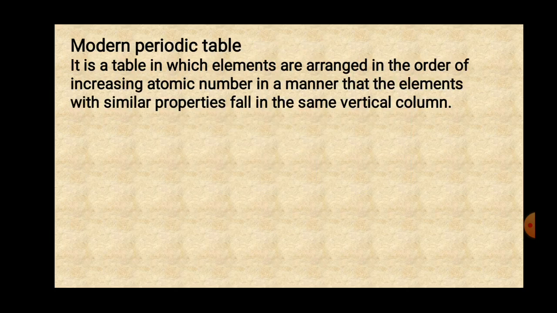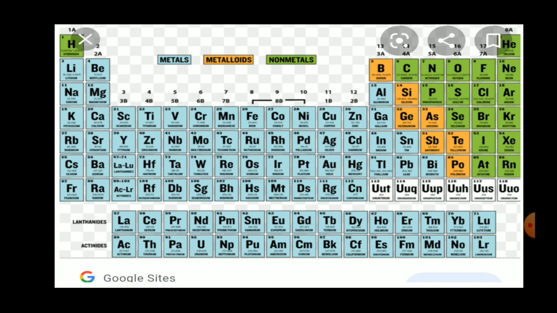So this is a new concept explained by Henry Moseley. In the modern periodic table, elements are arranged in the order of increasing atomic number in a manner that elements with similar properties fall in the same vertical column. While elements are arranged in increasing order of atomic number, elements with similar properties fall under the same vertical column. You can see the modern periodic table.